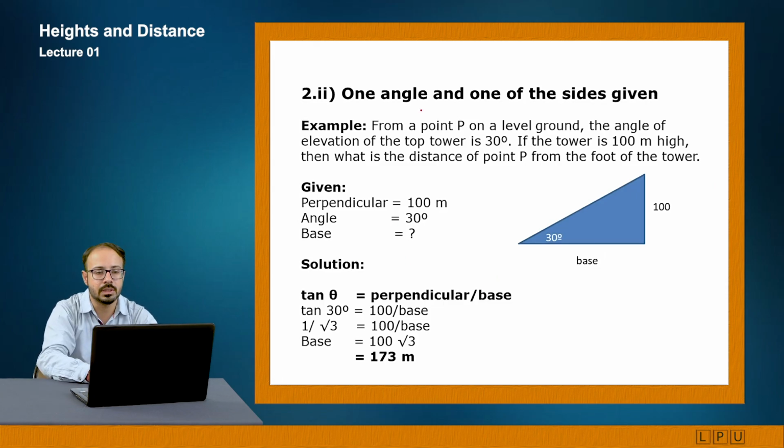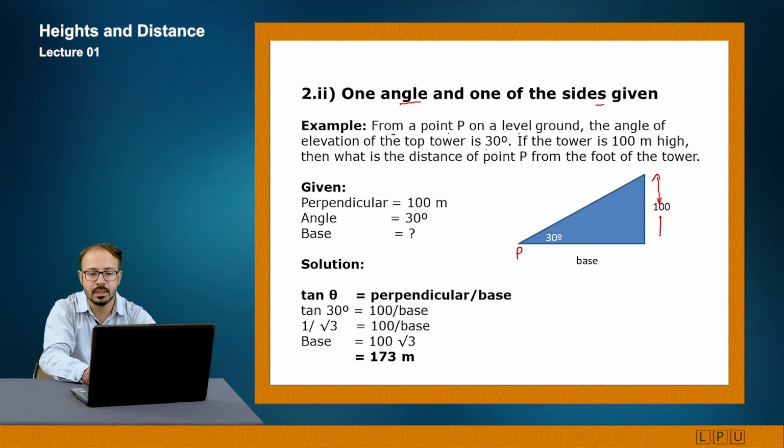One angle and one side. How can you go? From a point P on a level ground, the angle of elevation of the top of the tower. So this is the point P, and this is the tower.